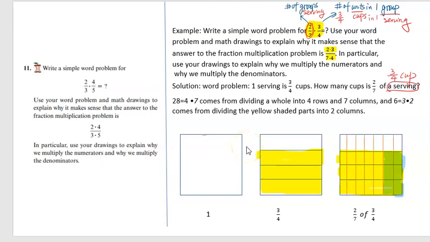So I take the whole, the square, and divide it into 4 equal parts. This time I did it in rows. You can start with columns if you want. And so I have 4 rows.